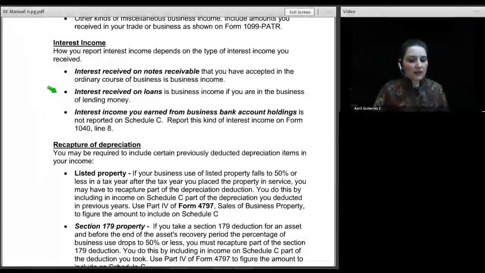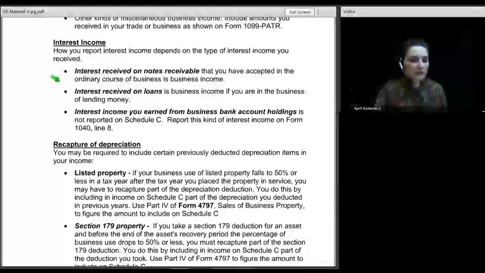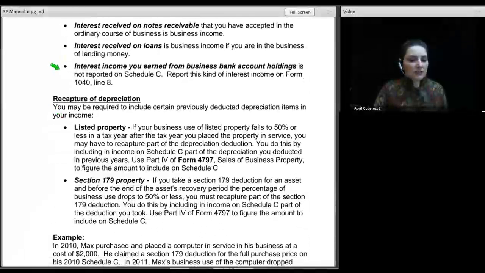Interest received on loans is business income if you are in the business of lending money. So if you're a commercial lender and your business is lending money, then you would report interest received on those loans as income on Schedule C. But if you're not in the business of lending money and you received interest, it would only be taxable as business income if it was interest on receivables. Any other form of interest that you would typically receive, such as interest on bank account holdings, is not reported on the Schedule C at all. You should report this kind of interest on line 8 of Form 1040.